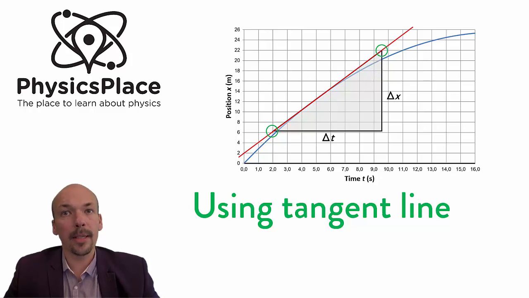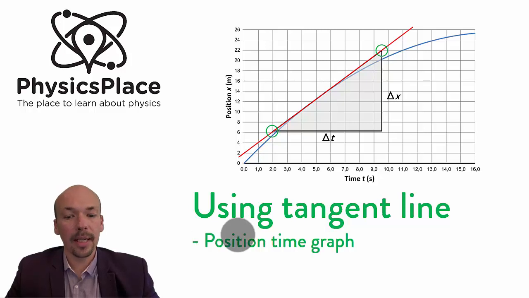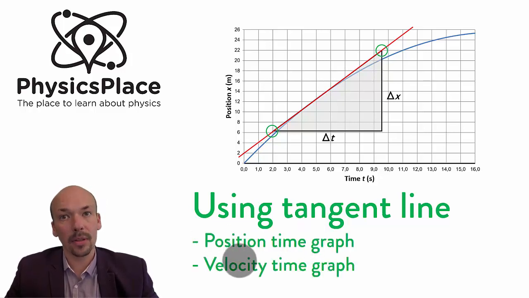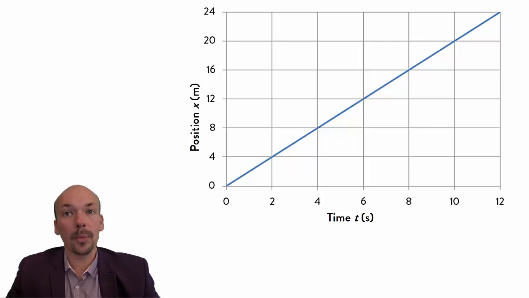Welcome to the PhysicsPlace, the place to learn about physics, and in this video I'm going to explain how you can use the tangent line in position time graphs and in velocity time graphs. First we will start with this example.